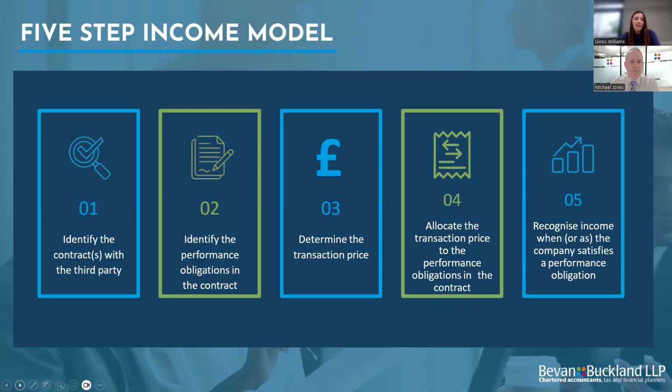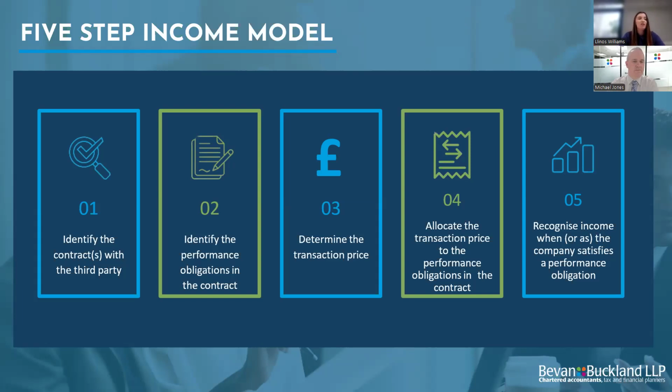If there's more than one obligation, then we allocate the total contract price to each obligation based on the value of the individual components. Finally, income is recognised not at the point of invoice or cash receipt, but when or as the entity satisfies each performance obligation. This might be over time or at a specific point in time, depending on the nature of the services provided. This is a principles-based, control-focused model, and it forms the backbone of how revenue will now be assessed in FRS 102, and importantly, how the Housing SORP interprets these principles for the sector.